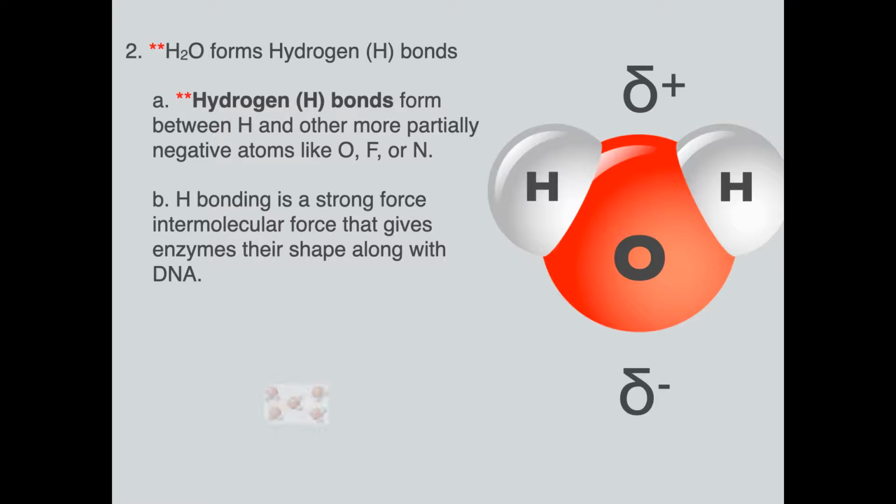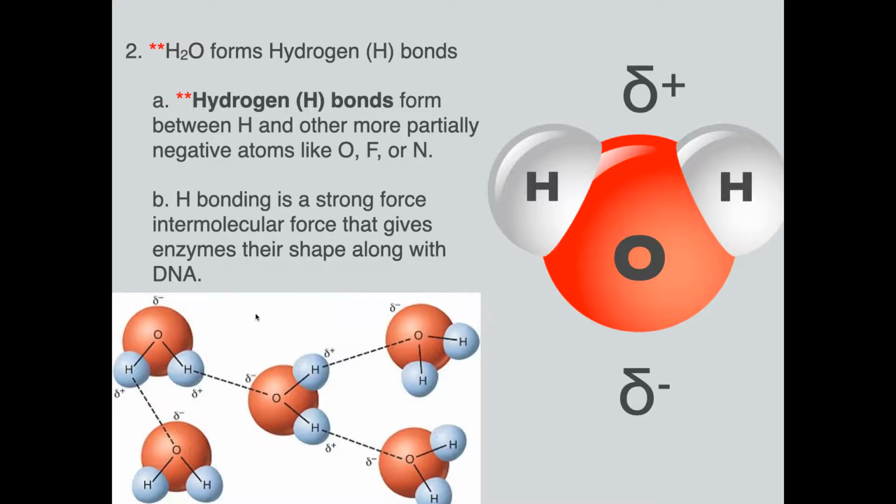And so here's what hydrogen bonding looks like. You can see what we have here is hydrogen, and because it's partially positive, it's going to be attracted to the partially negative oxygen of another water molecule. And so that dashed line is a hydrogen bond. It's supposed to represent a hydrogen bond.